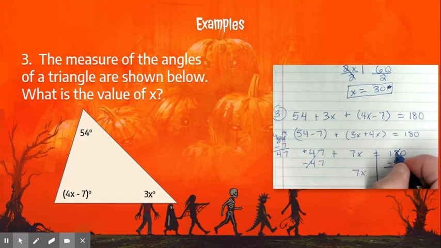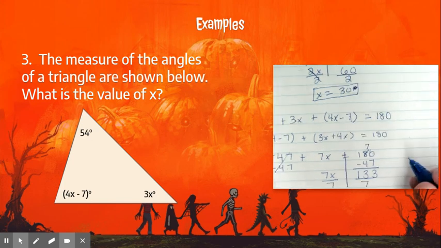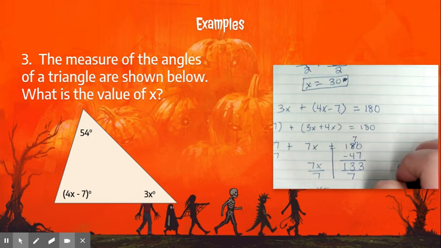Then we subtract. 10 minus 7 is 3. 7 minus 4 is 3. And that's a 1. Then we divide by 7 to get the value of x. So x is going to equal whatever 133 divided by 7 is. Let's check.